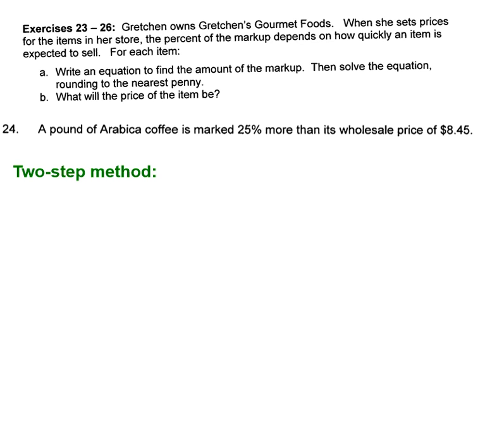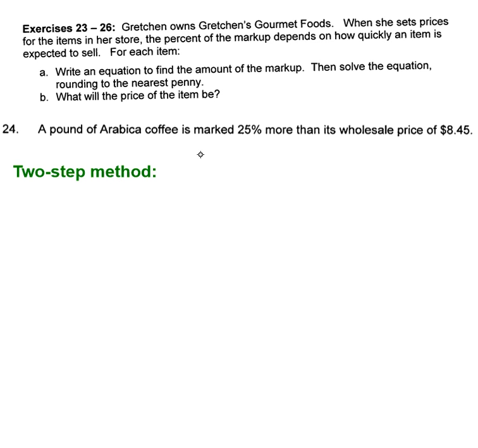So let's see how this looks on real problems. So this one says, Gretchen owns Gretchen's Gourmet Foods. When she sets prices for the items in her store, the percent of the markup depends on how quickly an item is expected to sell. For each item, write an equation to find the amount of the markup, and then solve the equation, rounding to the nearest penny, and what will the price of the item be.